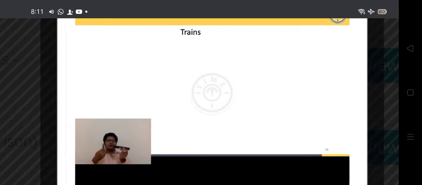Now if I take a platform instead of a man, let's say the platform length is 200 meters. Let's take the platform as this. This white color is the platform. So the length of the platform is 200 meters, length of the train 100 meters. Now what is the time taken by the train to cross this platform? 100 meters, 10 meters per second.